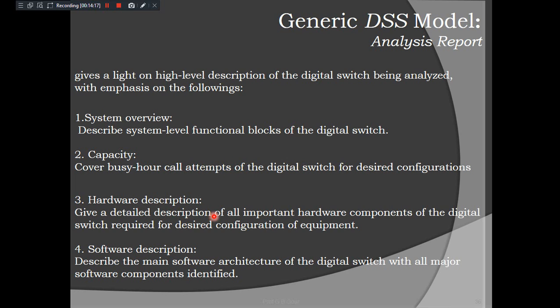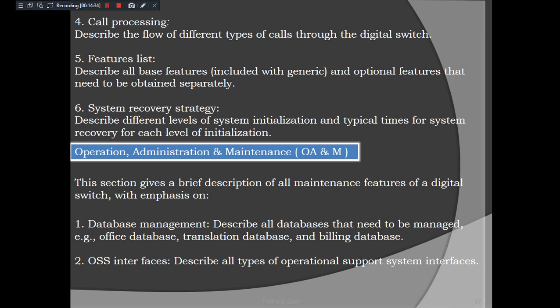Third one, a detailed description of all hardware components of a digital switch required for the desired configuration of the equipment is given by the analysis report. And software means it describes the main software architecture of the digital switch with all major software components identified. So let us see in elaboration. The fourth one, it explains the flow of different types of calls through the digital switch. We have seen, I think, four outgoing calls and two or three incoming call cases. All those things are explained by the analysis report.